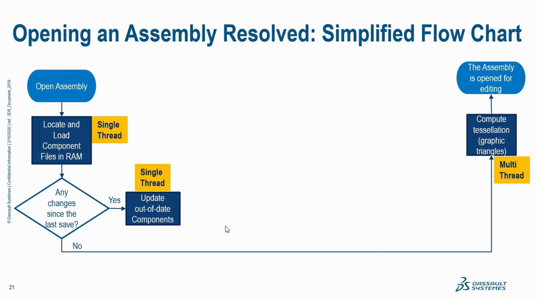If there are any changes since the last save, it will first update those out-of-date components. So if any changes happened, it will rebuild all of them, and then proceed to locate the components. Now it will locate as well as solve the mates. Because you have changes, the processor again does the calculation for your mates. Whatever mates you applied to those components, it will calculate again.